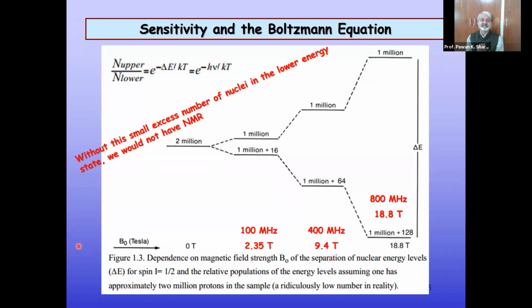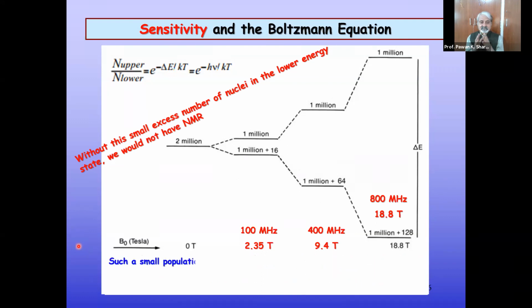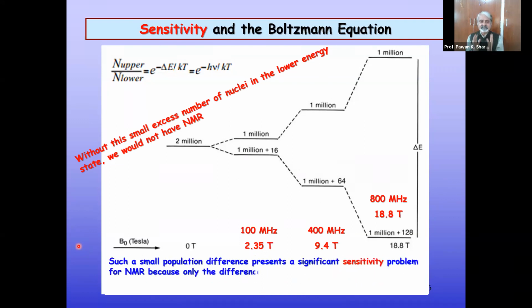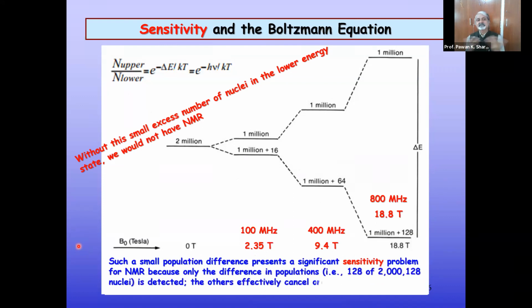That is why sensitivity in NMR is a very big issue. That is why we have very expensive machines for NMR. Such a small population difference presents a significant sensitivity problem for NMR. Why? Because all other nuclei cancel each other. They are not giving NMR. So now we are ready to understand the mechanism of absorption.